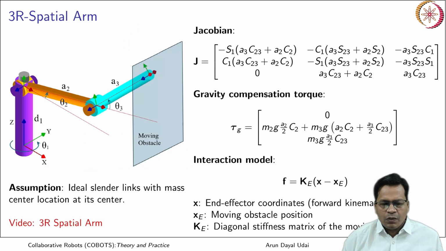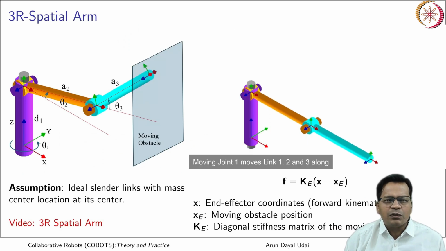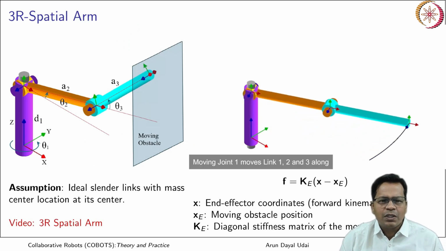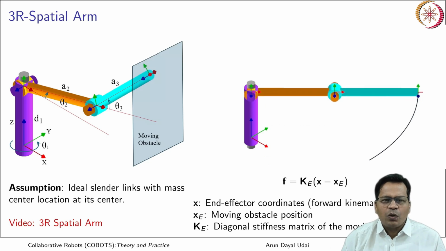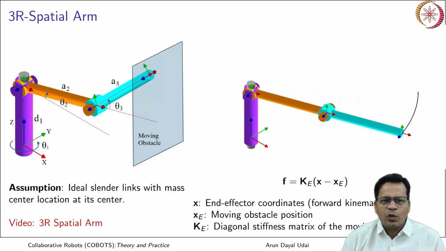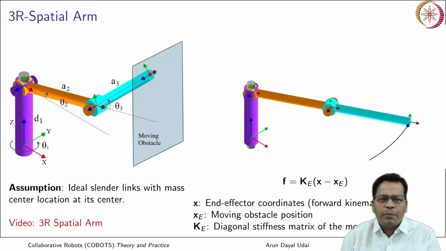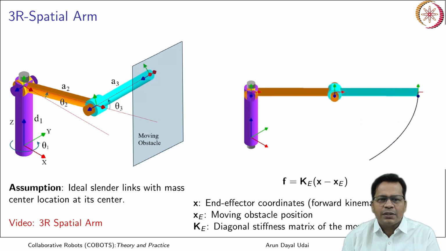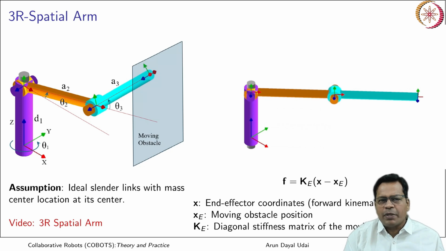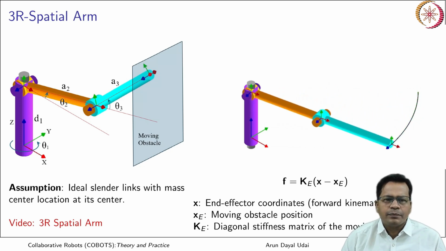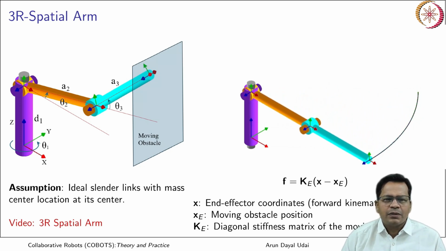Okay. So let us have some background on the 3R spatial arm that you already know. I'll directly show you this video, the kind of motion that it can do. I'm moving joint 1 here. Okay, this is joint 1 motion. The first axis is perpendicular to the ground and it is along the Z axis. The XY plane is the ground plane here. Okay, joint 1 is done.